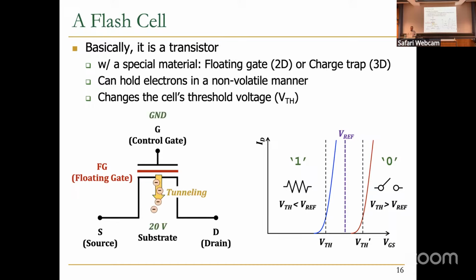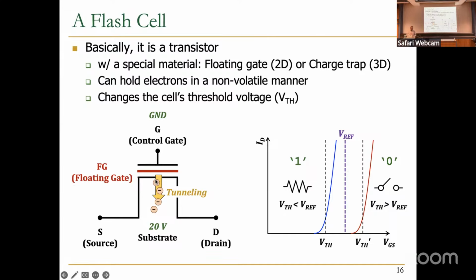And when you want to erase it, you need to essentially push back all these electrons. So you apply a negative, again quite large voltage, like minus 20 volts, between the gate and substrate, and that will push back all the electrons that are trapped in the floating gate to the substrate. And if you do it long enough to make sure that you push back enough electrons, then you will get back to the nominal threshold voltage. However, as you can also imagine now, this procedure is not perfect.